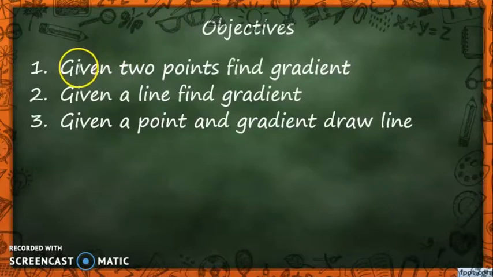Objectives. First objective, given 2 points, find gradient. Second objective, given a line, find gradient. Third objective, given a point and gradient, draw line. So let's look at the first objective.